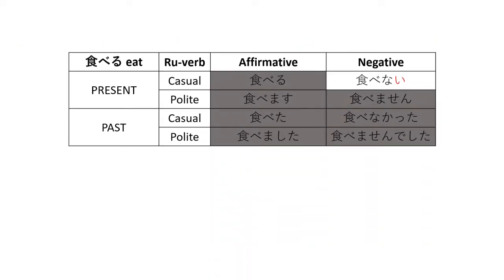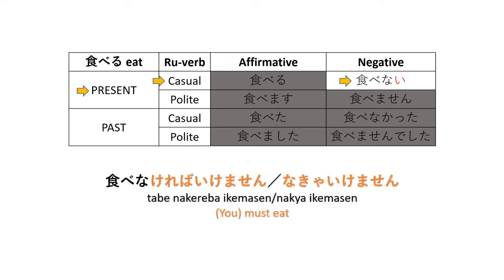Alright, so this is the table for eat, taberu. So we have taberu, tabemasu, tabenai, which is the focus of our subject. Tabemasen, tabeta, tabemashita, tabenakatta, tabemasen deshita. Okay, so we focus on tabenai, the present casual negative form. Tabenakereba ikemasen or tabenakya ikemasen. It means must eat. So we drop the hiragana I. Okay, it's easy to follow.